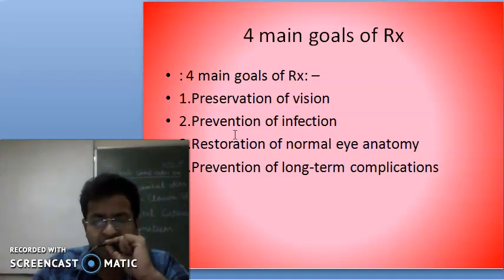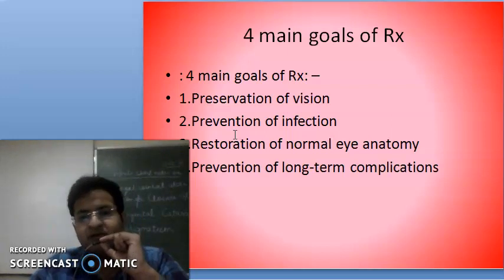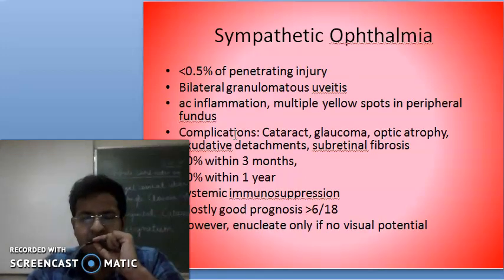Four main goals of treatment are preservation of vision. We have to prevent any form of infection. We have to restore the normal eye anatomy as far as possible, and we have to prevent the long-term complications because of the surgery or the trauma.